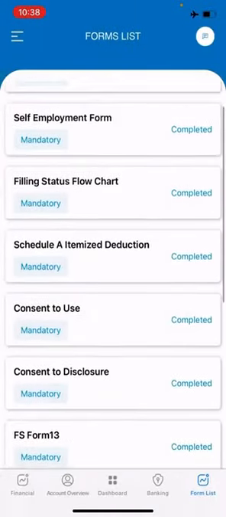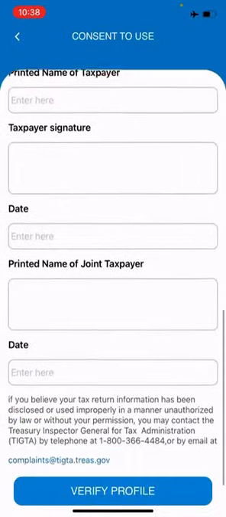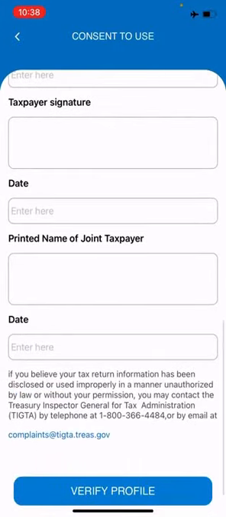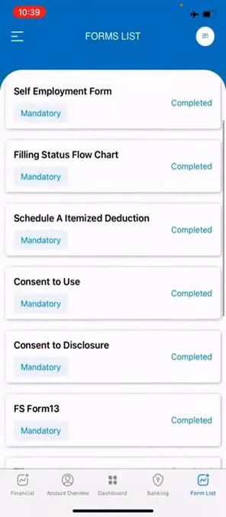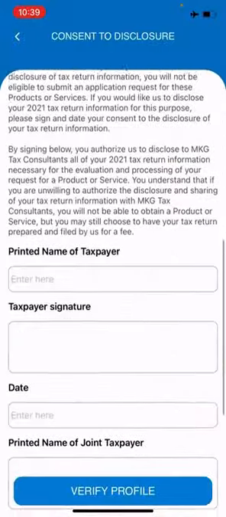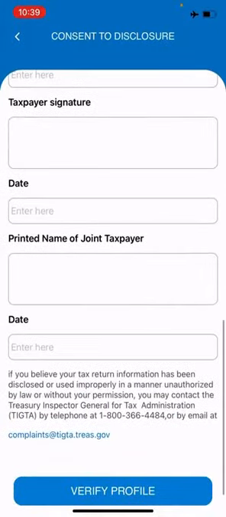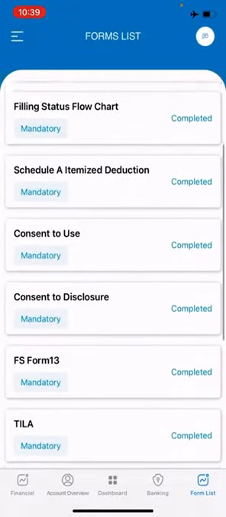The next one we will look at is the consent to use of your tax return information. This is required by law that we have to get your permission to use as well as disclose your information. Your consent to disclose will be here. You will go ahead and sign and acknowledge that you have given us permission to disclose your information, which we'll be able to submit to the IRS as well as to our bank partners.